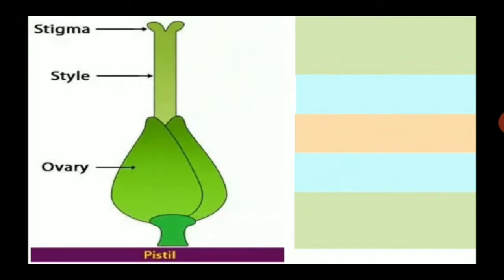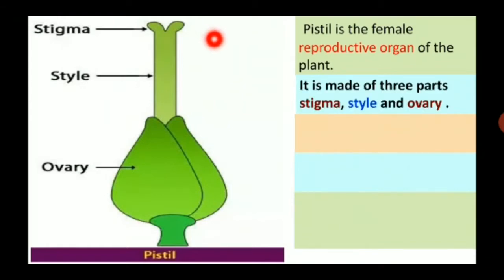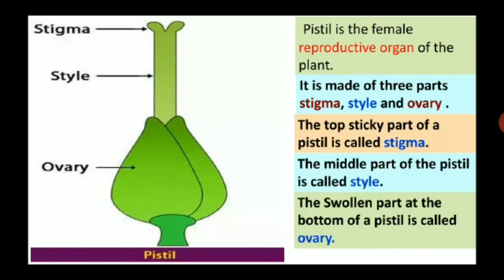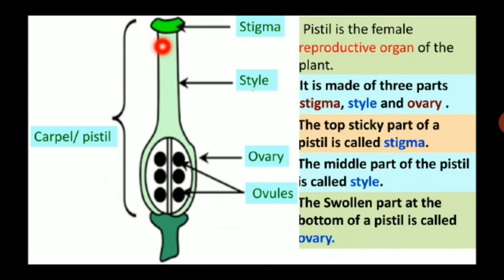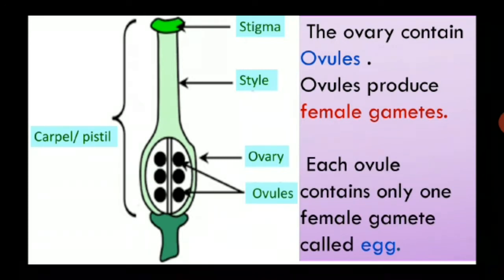Now let us discuss about pistil. Pistil is the female reproductive organ of the plant. It is made of three parts: stigma, style and ovary. The top sticky part of pistil is called stigma. Here you can see in the picture. This is the sticky part that is called stigma. The middle part of the pistil is called style and the swollen part at the bottom of a pistil is called ovary. The ovary contains ovules and ovules produce female gamete. Each ovule contains only one female gamete called egg.